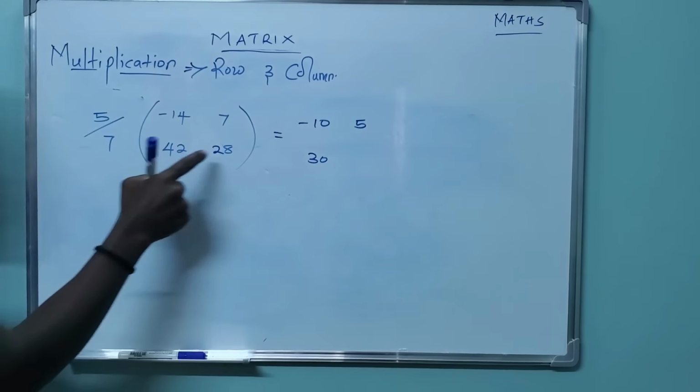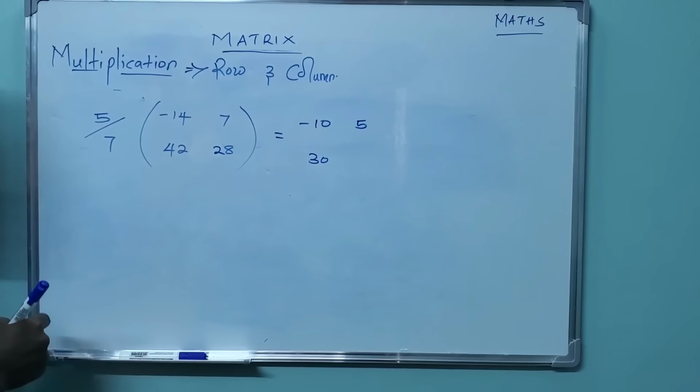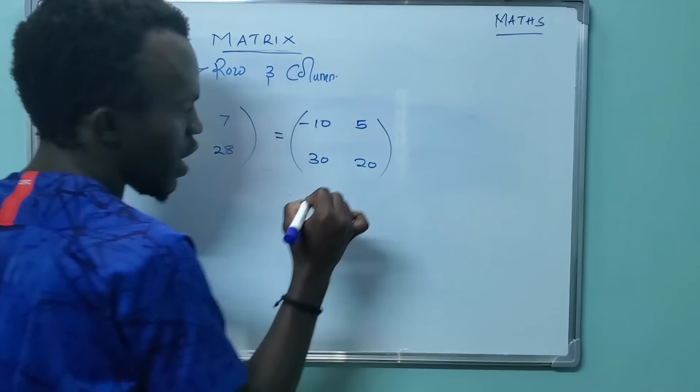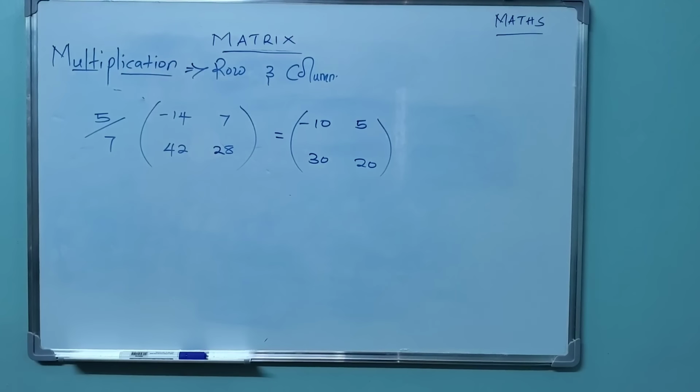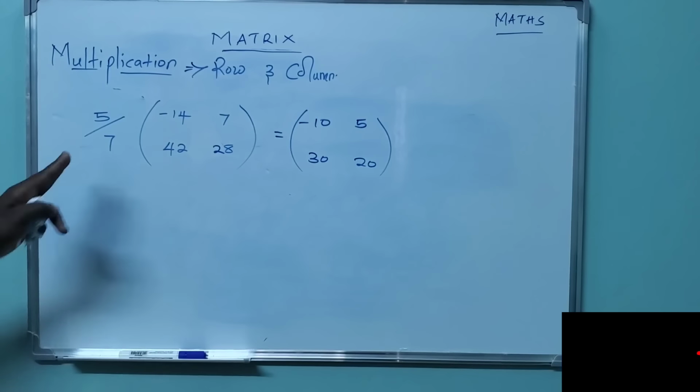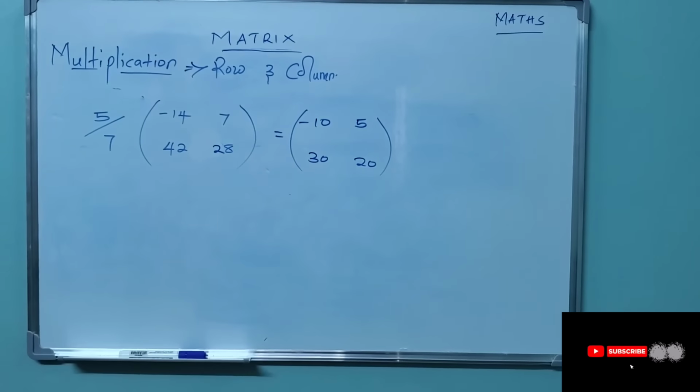Then 5 over 7 multiplied by 28. 7 goes into 28 4 times. 4 times 5, that is going to be 20. And that is our matrix. So we've multiplied a number and a matrix to get that specific matrix. That is another multiplication of matrices that we can have.